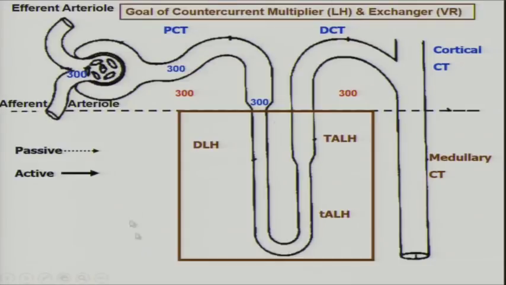So we're going to look at what happens now in the loop of Henle. This is the goal of the countercurrent multiplier and exchanger: to create a medullary hypertonicity and to begin the process of urinary dilution. So we want to get the urinary osmolarity down to 200, and we want to get the medullary tonicity up, theoretically, to 1200. We want to create these extremes, so we can, at this point, either concentrate the urine maximally or begin to maximally dilute the urine.